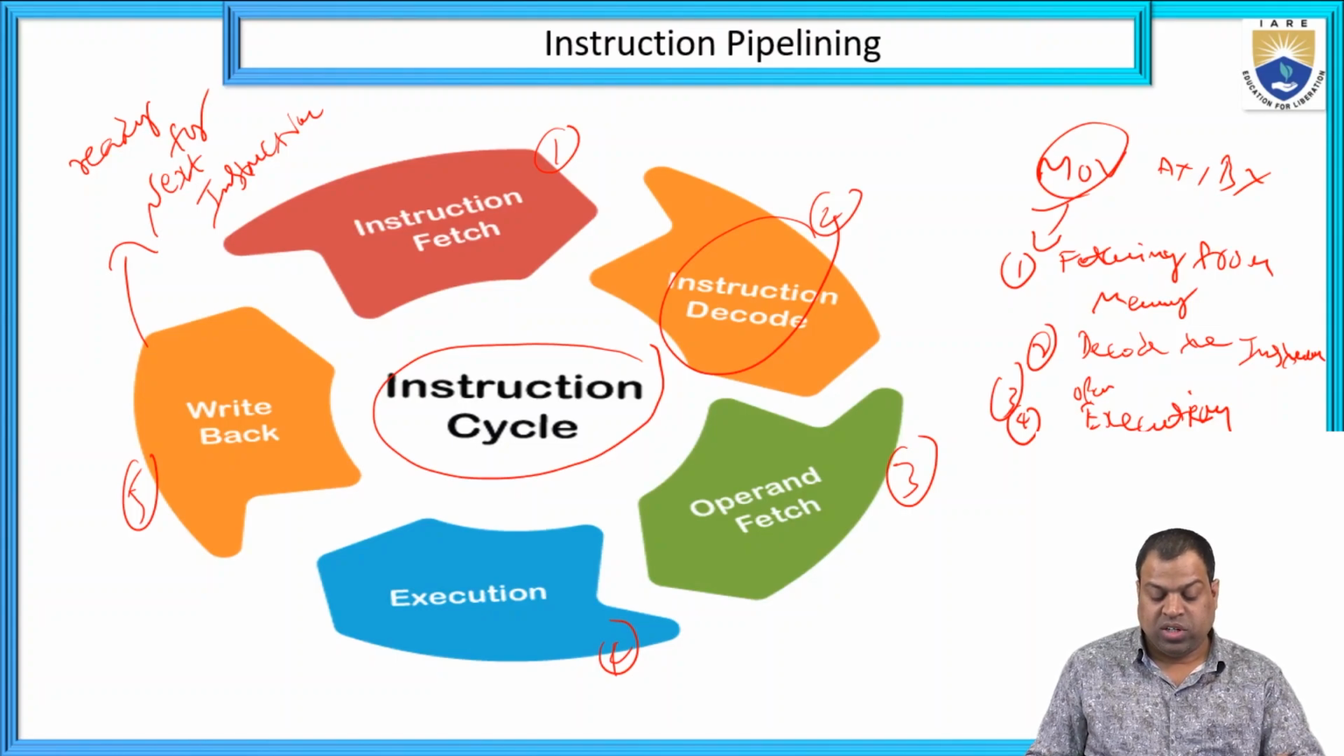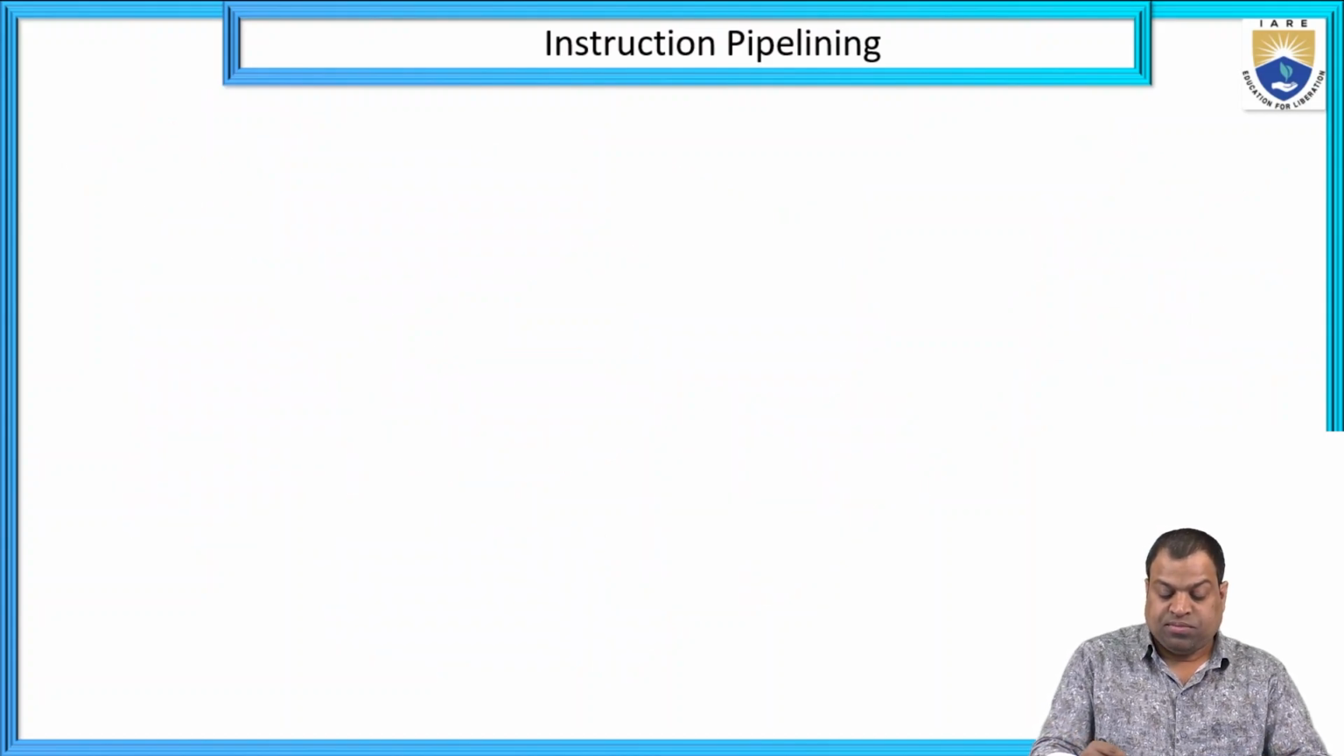So the instruction cycle: first stage instruction fetch, second stage instruction decode, third stage operand fetch, fourth one execution, and fifth one write back, which means going for the next instruction or showing a result in the write back operation.